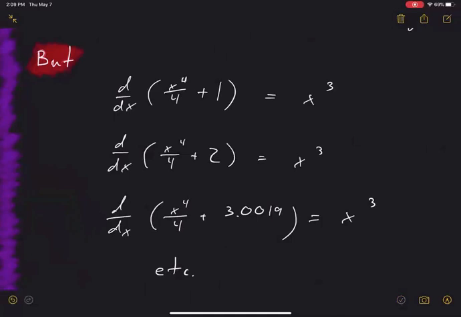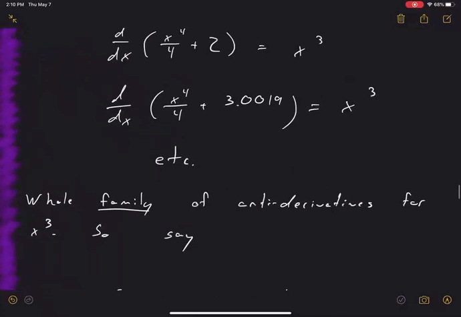What about x to the 4th over 4 plus 1? If I take the derivative of that, well, the derivative of 1 is 0, so that 1 gets totally canceled out. And so the derivative of that is x cubed as well. And same thing with x to the 4th over 4 plus 2, and x to the 4th over 4 plus 3, and really, any constant I can think of. If I add a constant on the end, it's not going to affect the derivative at all, right? So really, there's an infinite number of functions that have the derivative of x cubed.